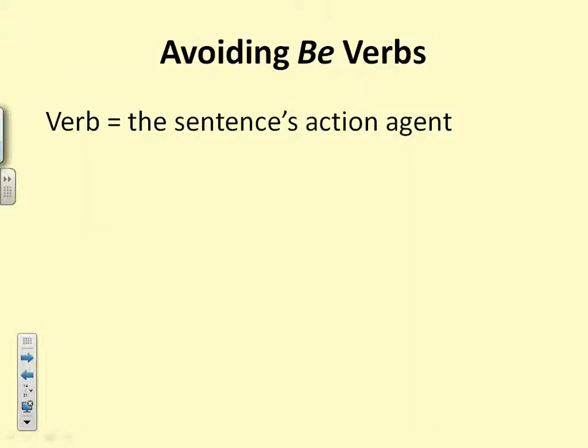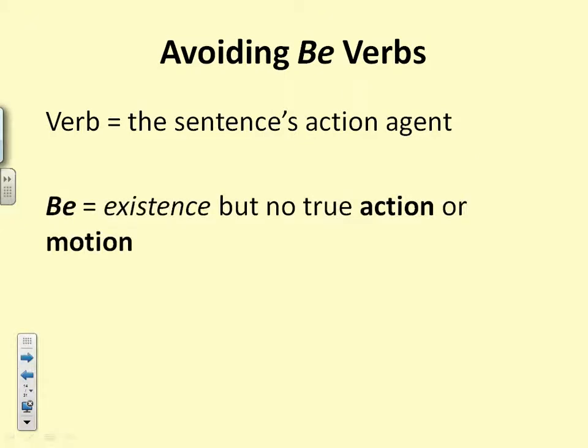Okay, so moving on to be verbs. This is a big part of how we do this. As we already said, the verb is the sentence's action agent. This is what we want in the sentence to carry the action of what we're trying to say. So be is a verb, but it literally means existence. You can almost think of it as just sitting still, because that's really all it says. And where we want verbs to have action, motion, to actually do something, be is the opposite of that. It has no action, it has no motion. It's just sitting still. And it's necessary when we're talking about existence.